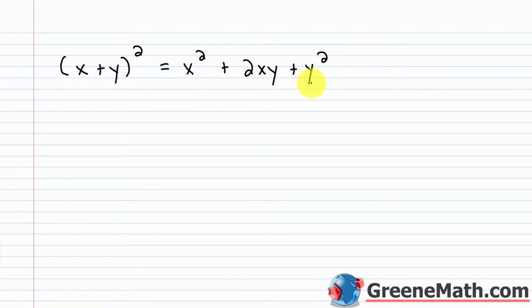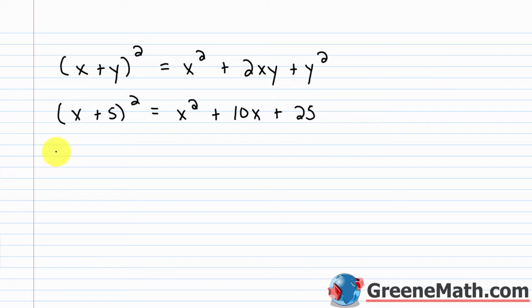And you can look at an example that's not generic. You could do something like x plus 5, that quantity squared. So that would be x squared plus 2 times x times 5, so that's 10x, and then plus that last term, which is 5 squared, that's 25. So I'm able to use that formula to very quickly get the answer. Now, we saw this on a few different things.